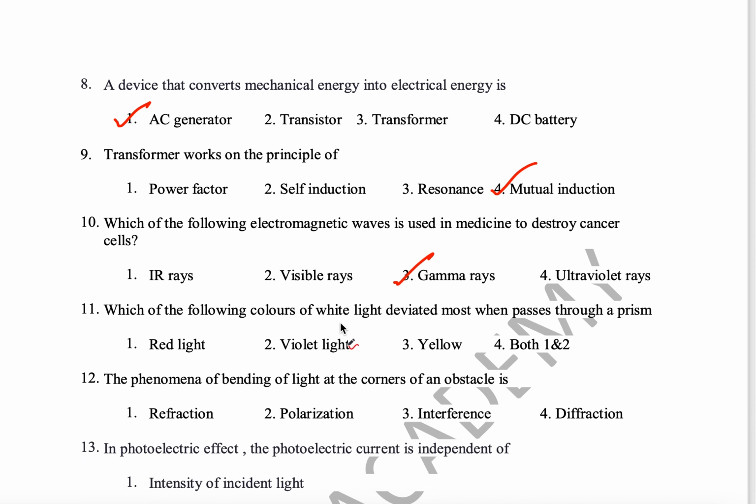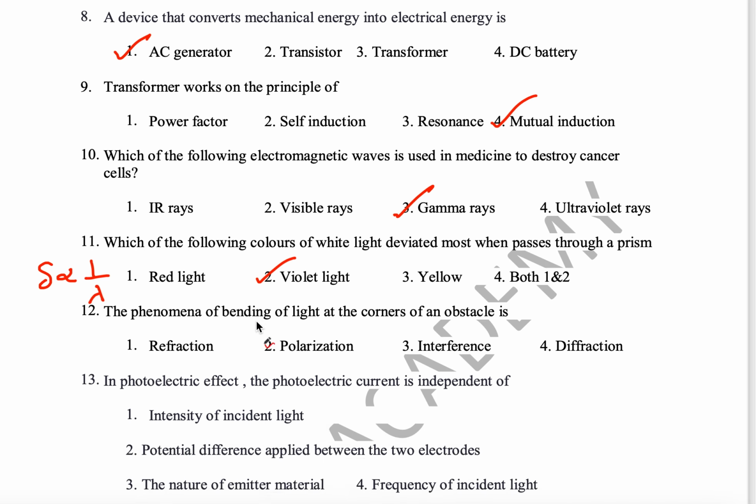Which of the following colors of light deviates most when passed through a prism? One thing, students, the white light consists of 7 colors, the VIBGYOR colors, total 7 colors. The most deviated color means the least wavelength color will deviate more, and the high wavelength color deviates less. According to the VIBGYOR concept, the violet color has the least wavelength, it scatters most, it deviates most. So deviation is inversely proportional to wavelength. We can remember this point.